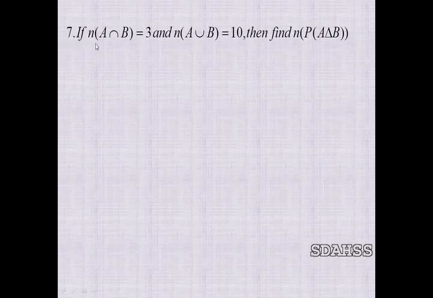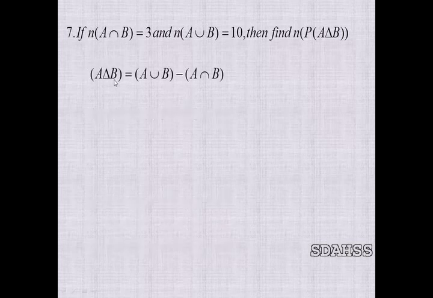Seventh sum. If n of A intersection B is equal to 3 and n of A union B is equal to 10, then find n of P of A symmetric B.